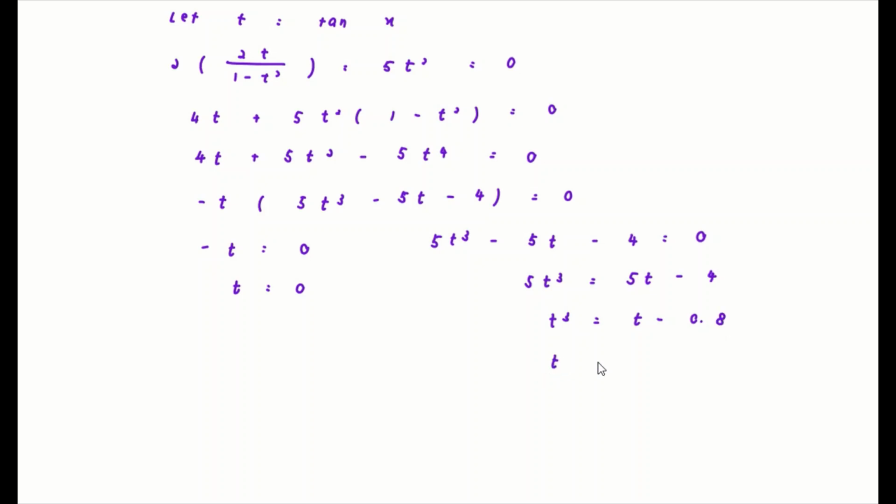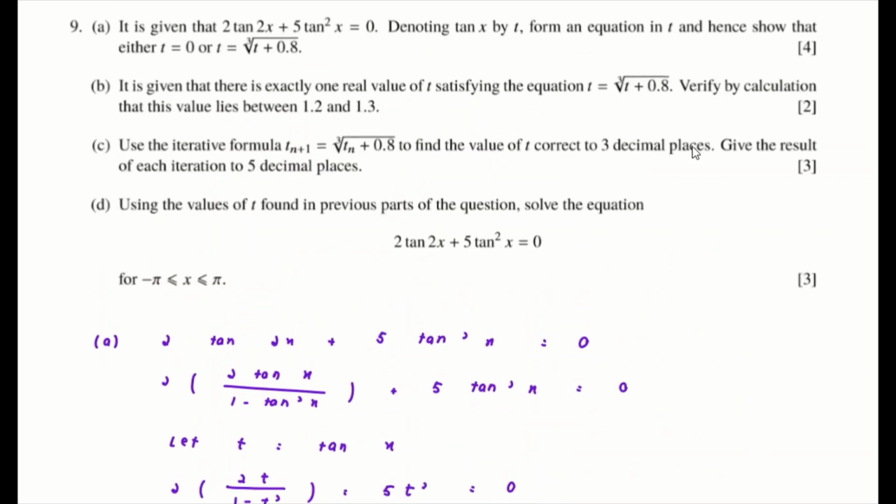Then the cube becomes cube root. Okay, so yeah, you already show it. So that's basically part A. So how are the marks given in this question?